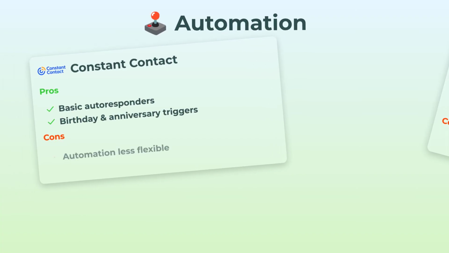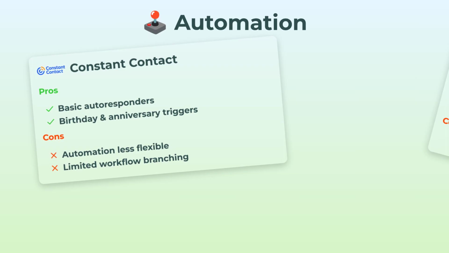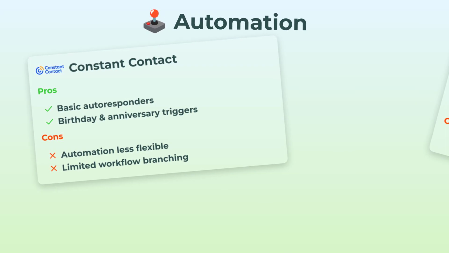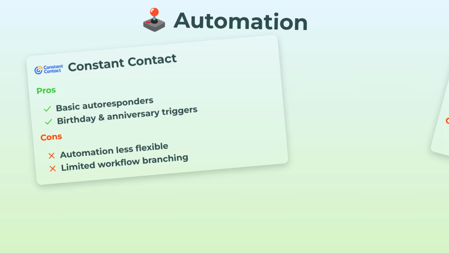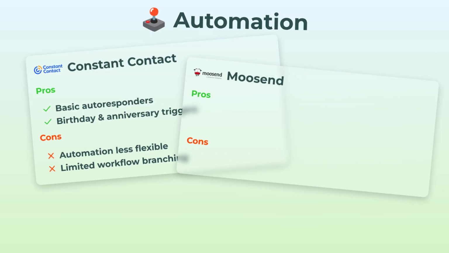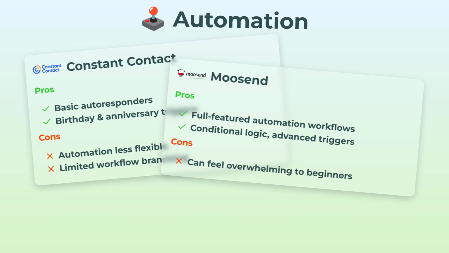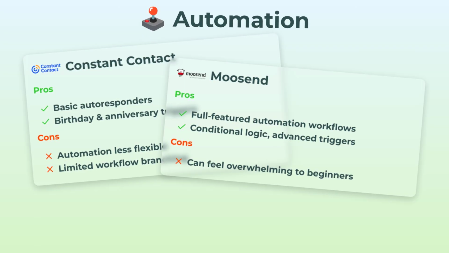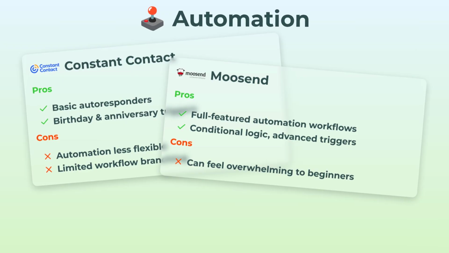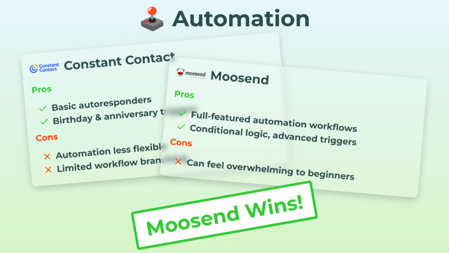Let's finish up with automation. Here's the plot twist. Constant Contact only gives you the basics, stuff like autoresponders and maybe the occasional birthday email. Workflow branching and advanced triggers? Not really. Moosend, though, wow. Full automation, conditional logic, crazy good triggers. It might be overwhelming at first, but if you want to nerd out and get super granular about your emails, Moosend is where it's at. They definitely win in automation.